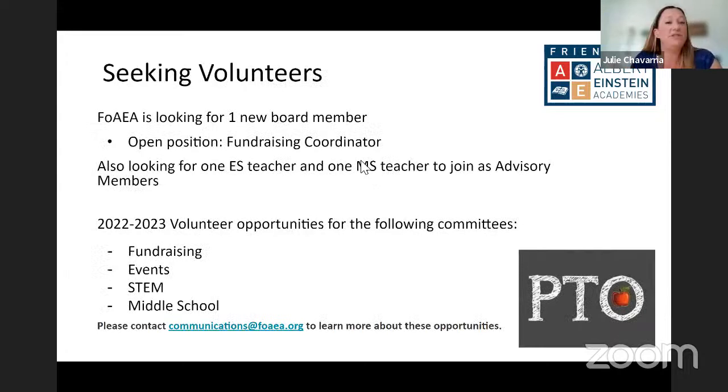Next is our volunteers. As you heard, we have almost filled the board, but we do have one spot left. Our last open position is fundraising coordinator. We are also looking for two teachers or staff to join the board as advisory members for next year. We would love to have someone from the elementary school and someone from the middle school to join us, talk to us, tell us the scoop, and help us help them. So if you know anybody or if any teachers or staff members are listening, please shoot us an email. We would love to have you join, and it would be great to hear from your perspective.